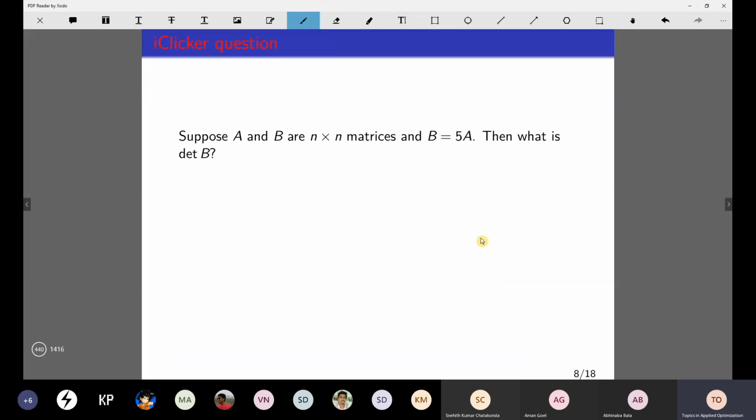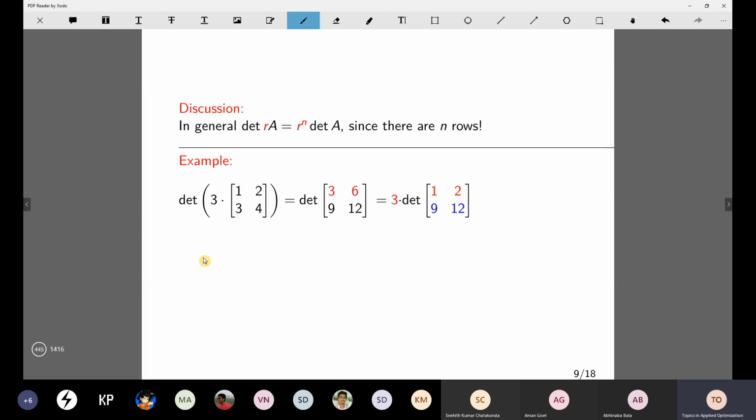So what will happen if all the rows of A are multiplied by 5? You have to be a bit careful here. Try to see what the correct answer could be. Just one row brings one factor out, right? So there are n rows now.